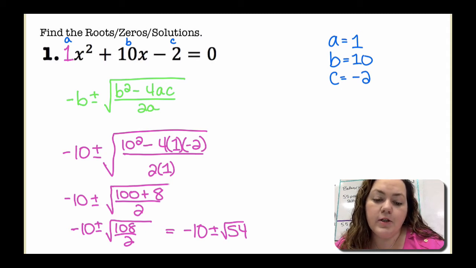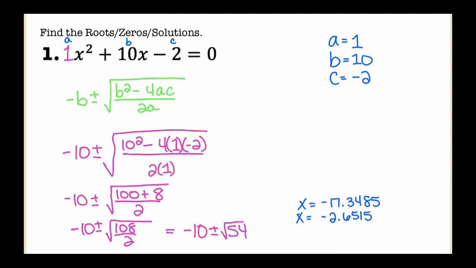Now 54 is not a perfect square, so a lot of times you would just leave your answer like this. However, you can put 54 in your calculator and press the square root button, and then subtract it from negative 10 and add it with negative 10. You end up with x equals negative 17.3485 and x equals negative 2.6515. That's if you plug the square root of 54 into your calculator, figure out what it is as a decimal, and then add and subtract it from negative 10.